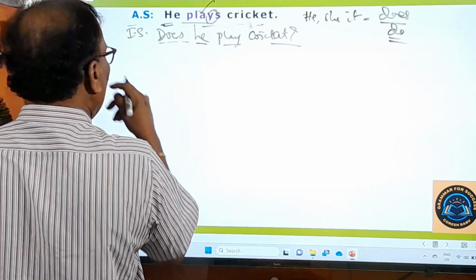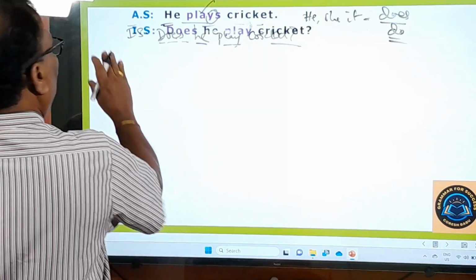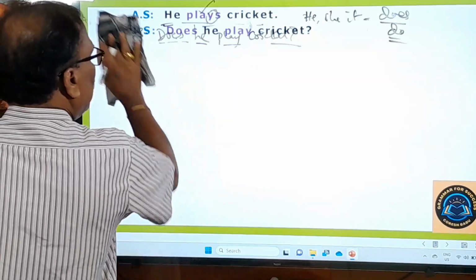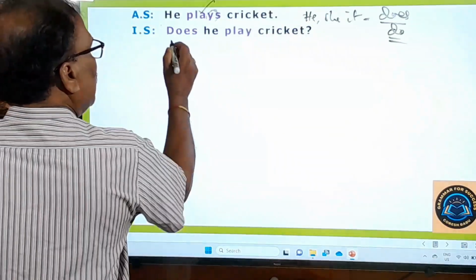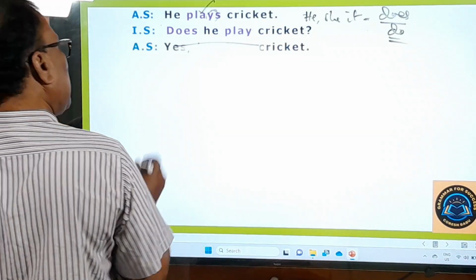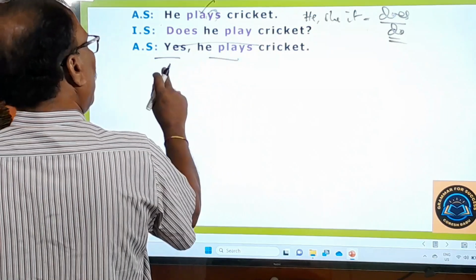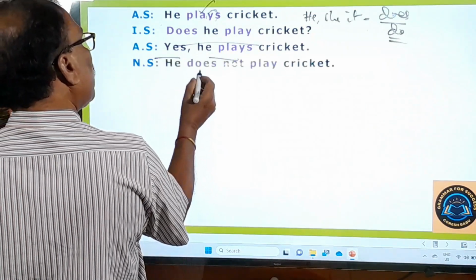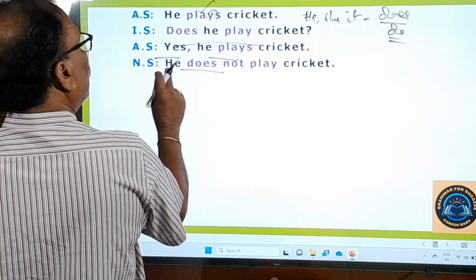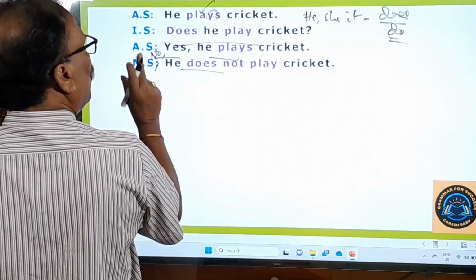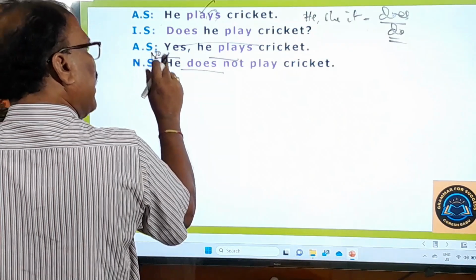Okay, that is that. The same thing is given here to make you understand. Does he play cricket? If you say yes, he plays cricket. And no means does not. No, sorry. In the negative, there should be not. No, he does not, we should say.